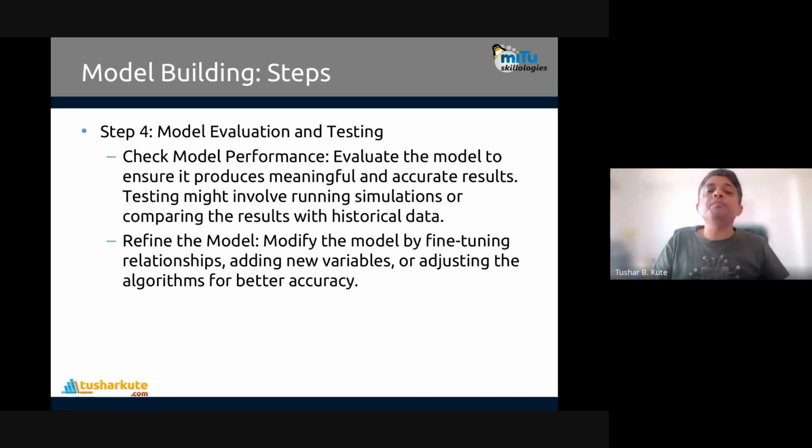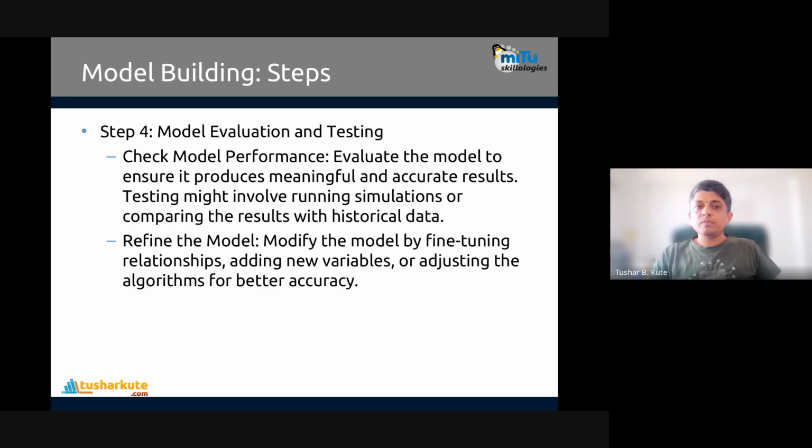Once the model is built, we can use different evaluation methods to find its accuracy and effectiveness, and we test it on some unknown data which is not known to the algorithm. So first of all, we check the performance of the model. We evaluate the model to ensure it produces meaningful and accurate results. That is how we check the model's performance.